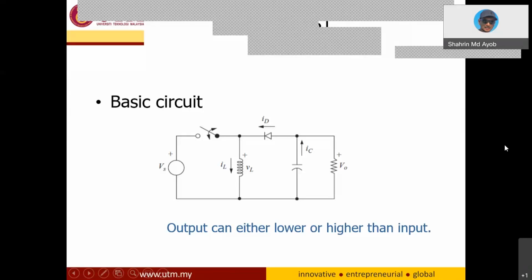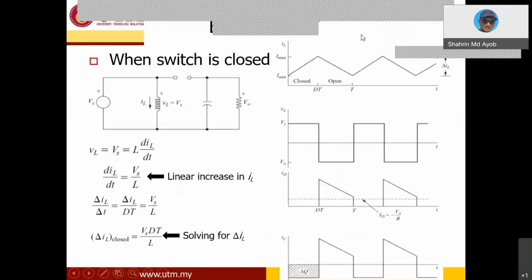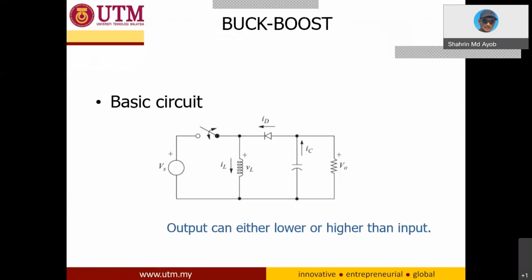Converters, non-isolated converters, okay? This one is the buck boost converter. As you can see, only the position of the switch, the diode and the inductor are changed. The other components such as the capacitors, the load, and the voltage source remain at the same position.